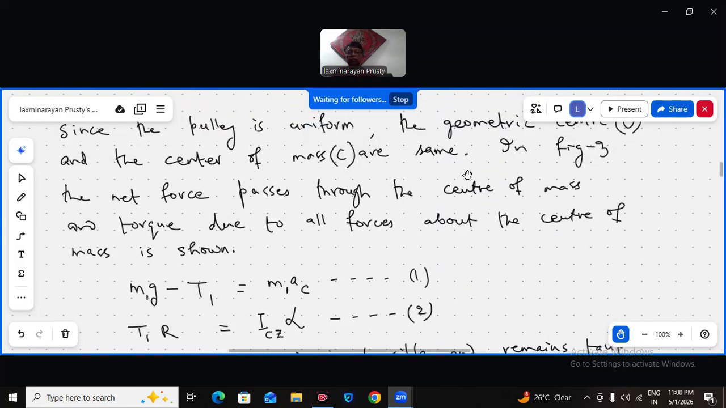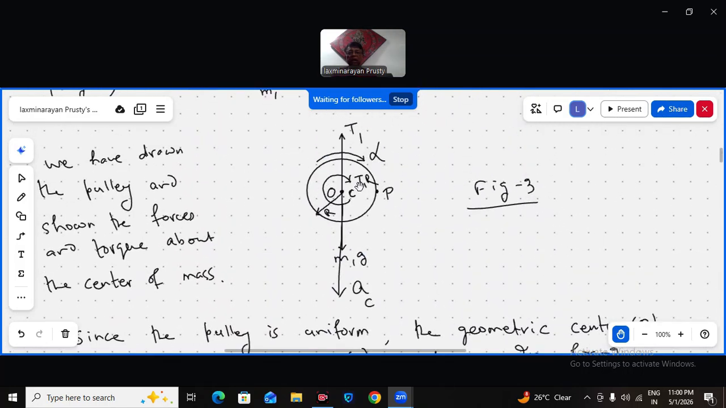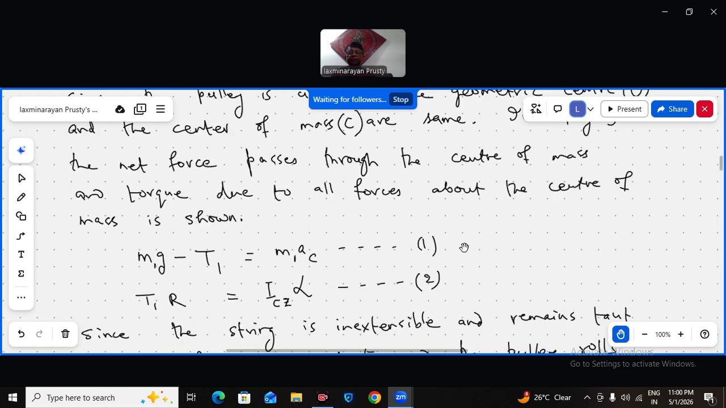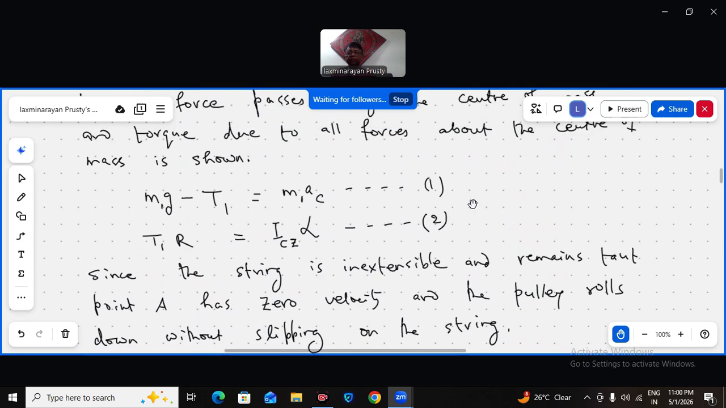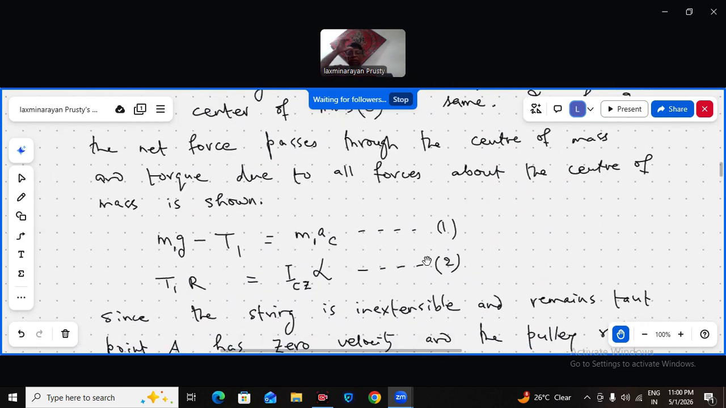Similarly, the torque about the center of mass, T1R, will be ICZ alpha. CZ means the axis passing through the center of mass. So ICZ, the moment of inertia about the line CZ, and alpha. So T1 into R is ICZ into alpha.